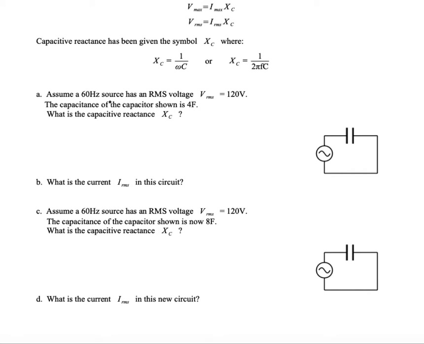Let's say that a 60 Hertz source has an RMS voltage of 120 volts, and it's connected to a 4 farad capacitor. We'd like to find the capacitive reactance in this circuit.